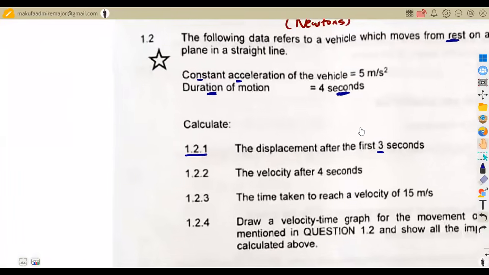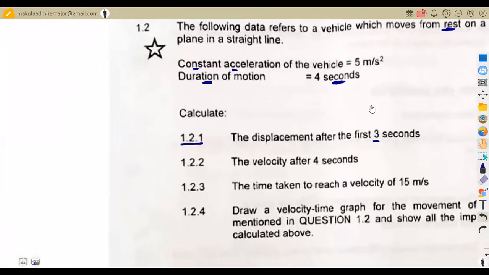This object is starting from rest. From rest, it means our initial velocity there is 0. We are given the initial velocity, which is 0 meters per second. Then it moves and we are given the acceleration, which is a constant of what? Of 5 meters per square second.